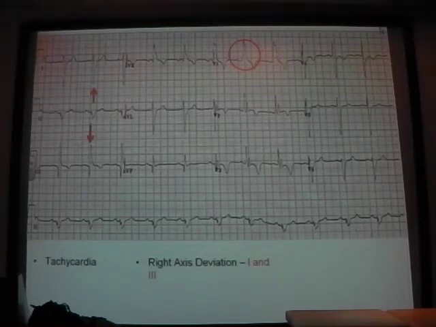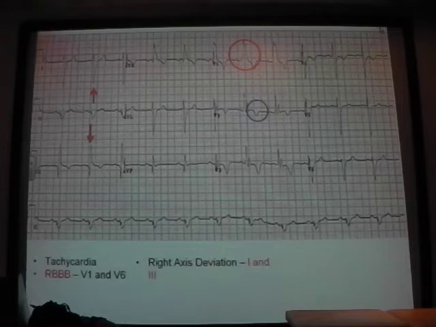If I said you can see it in V1 and V6. Right, yeah, so the RSR in V1. Remember that? This, in leads V1 to V4. T wave inversion, yep, so the signs of ischemia.